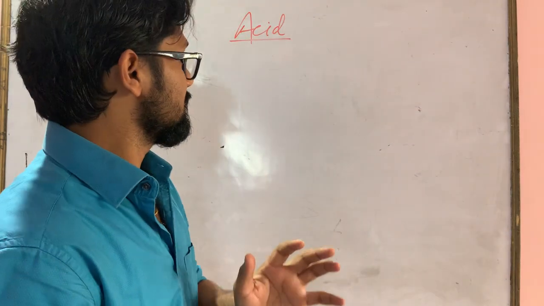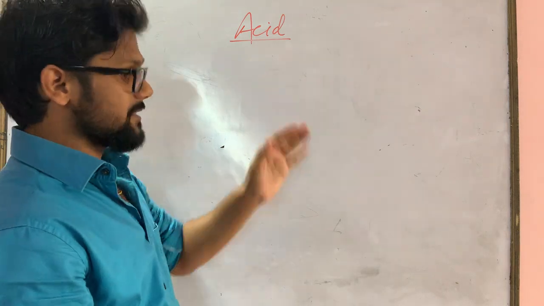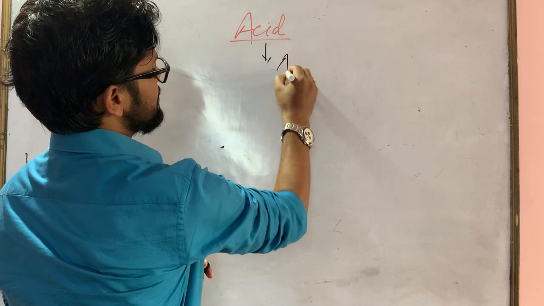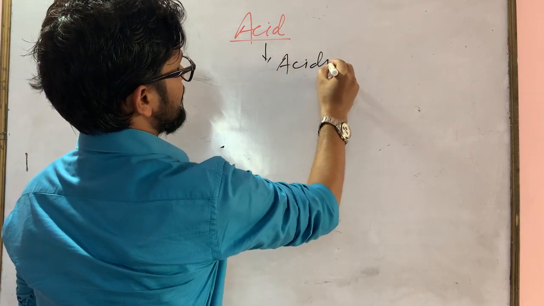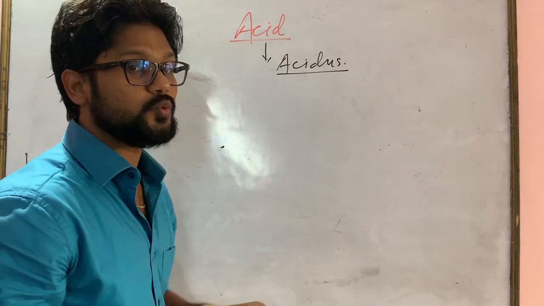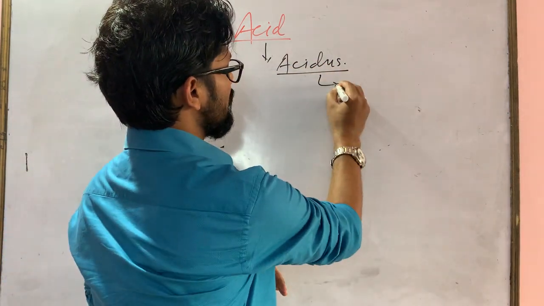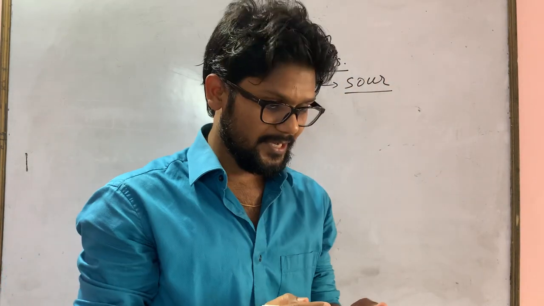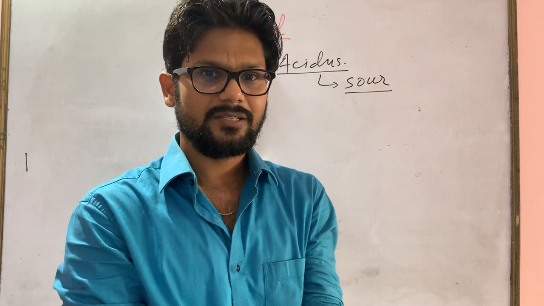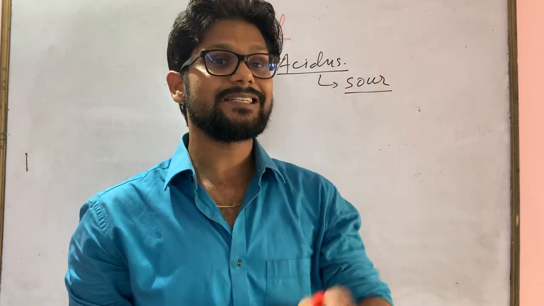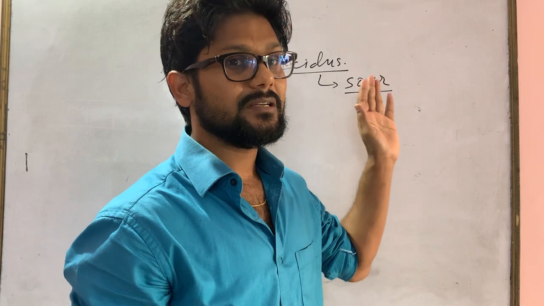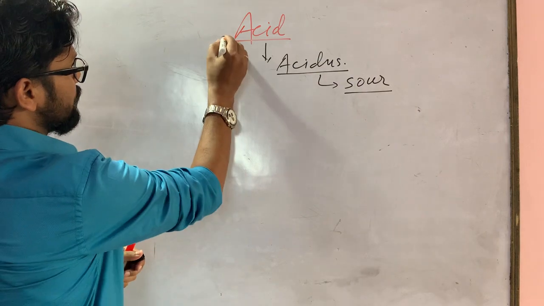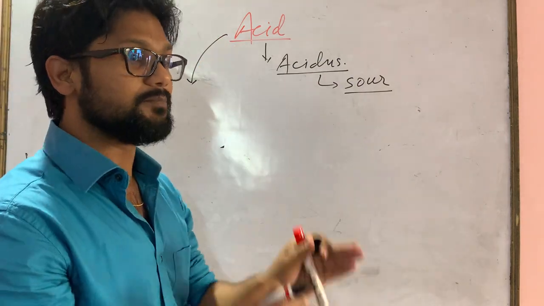Let me tell you first that this term acid has come from the Latin word acidus. The meaning of acidus is sour. You know that sour means khatta. You like to eat tamarind. Khatta, that is what is present in tamarind. Present is acid.